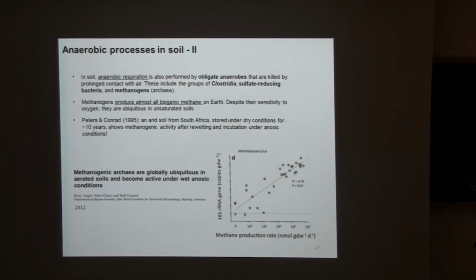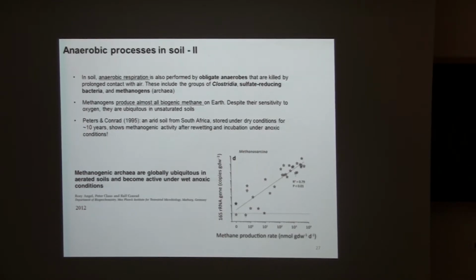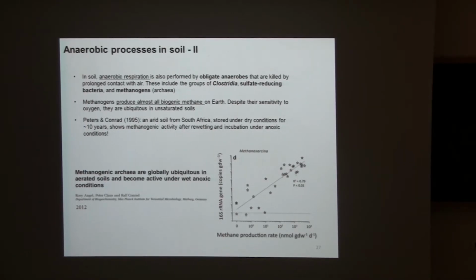We talked about facultative anaerobes. We also have obligate anaerobes. Those are groups like Clostridia, sulfate-reducing bacteria that we saw earlier, methanogens. And that is also a key thing, because if you look at methanogens, so those that produce methane out of CO2, they produce almost all the biogenic methane on Earth. And what is interesting is that usually they cannot grow if there's air. They die in presence of air. But despite this fact, they are almost ubiquitous in soils, including all unsaturated soils.